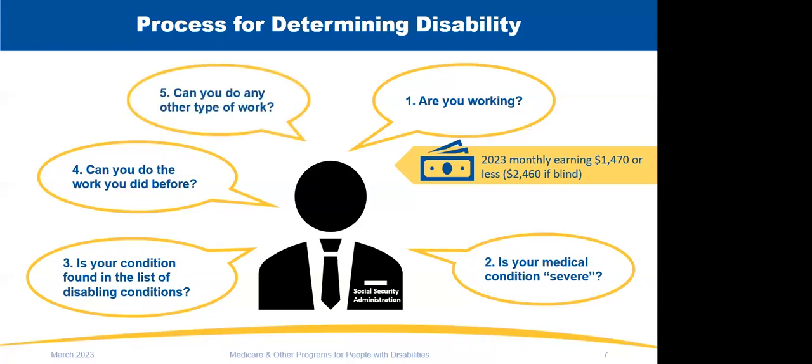Now, the process for determining whether an individual is disabled: Social Security actually serves as the intake. So when a person applies for disability, we're gathering all that information, and then the DDSs, or the State Disability Determination Services, actually make our medical decisions for us. And one of the things that Social Security is going to want to know is, are you working?